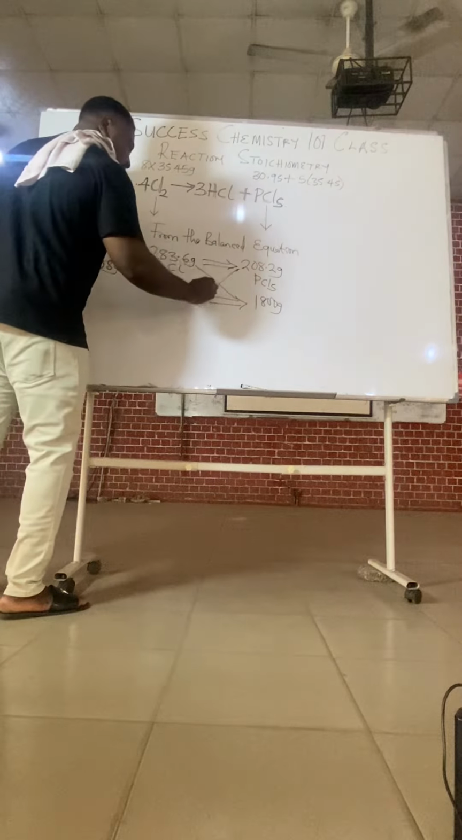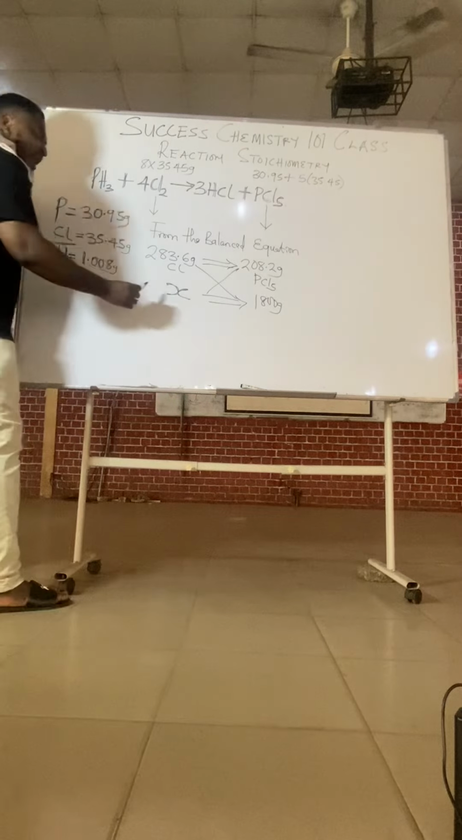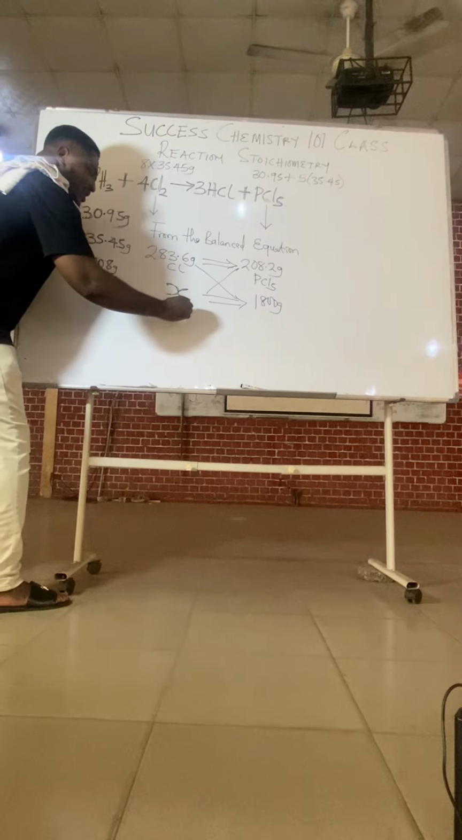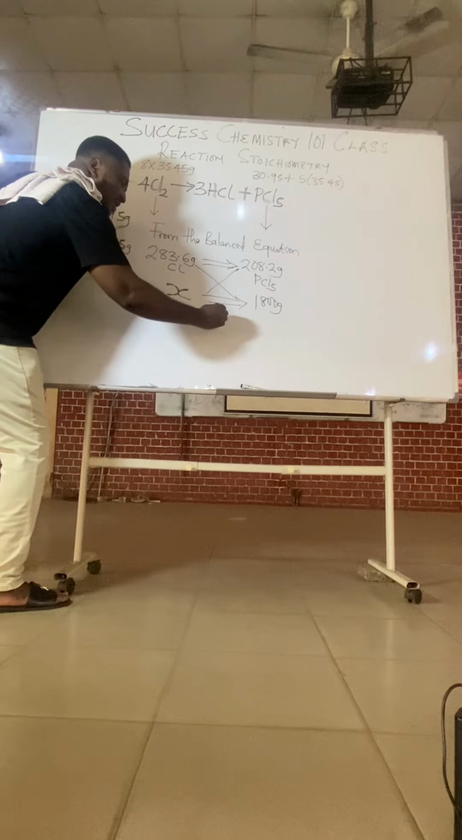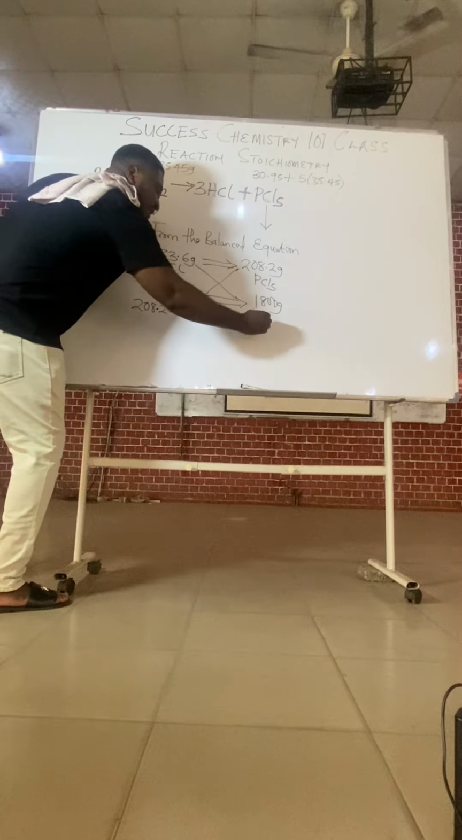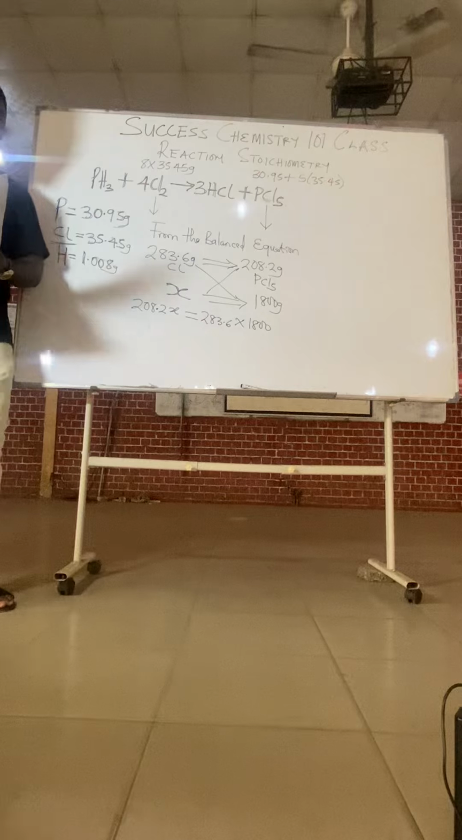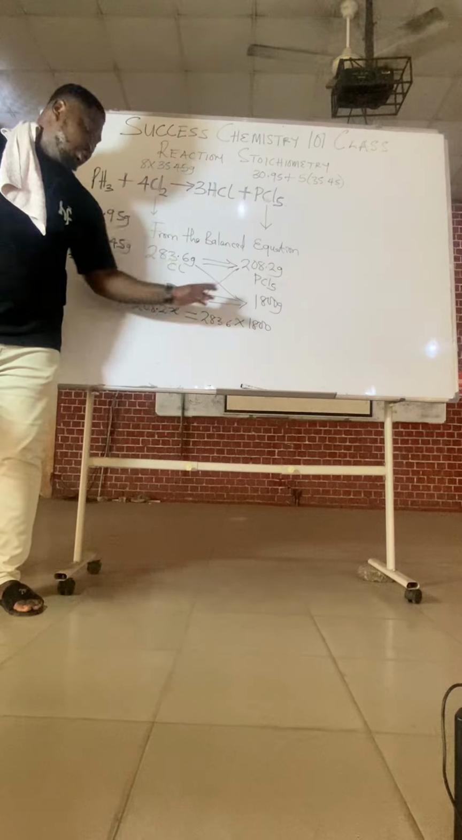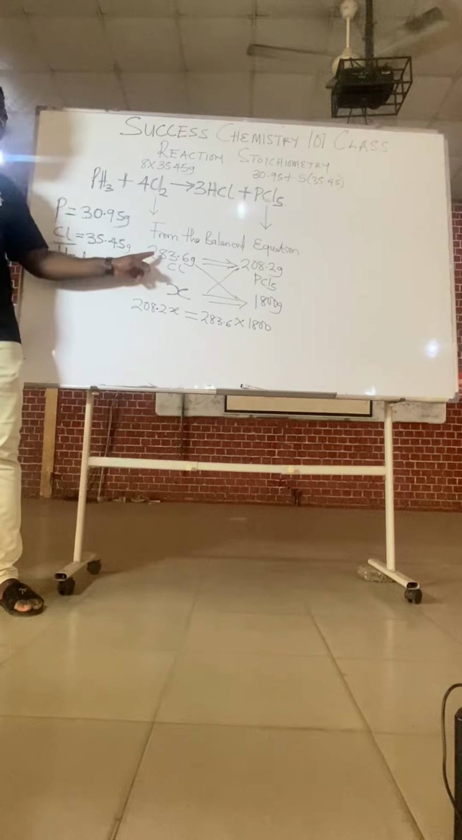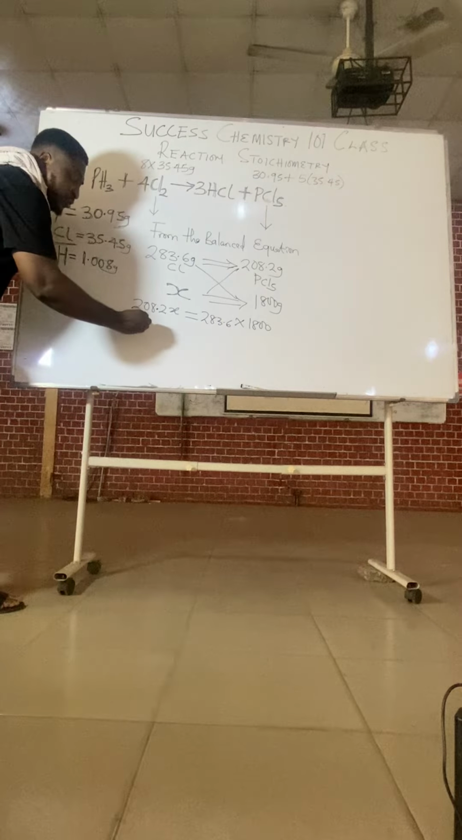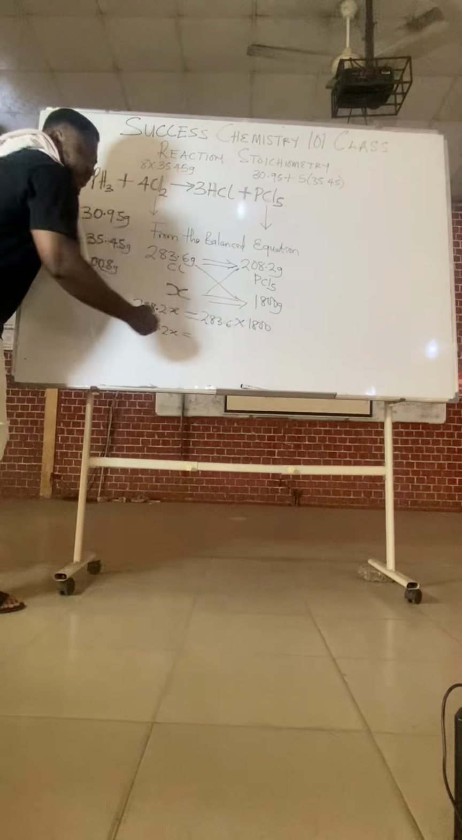We cross multiply. Cross multiplying means that x times 208.2 is 208.2x equals 283.6 multiplied by 1800. How do we do it again? In case I'm too fast, x times 208.2 is 208.2x, and 283.6 is multiplied by 1800. Who has done this math for us?